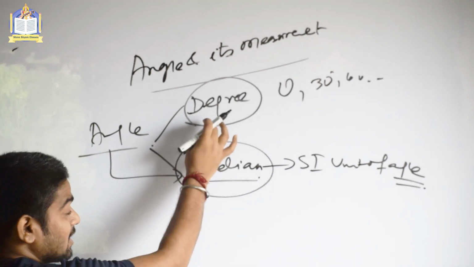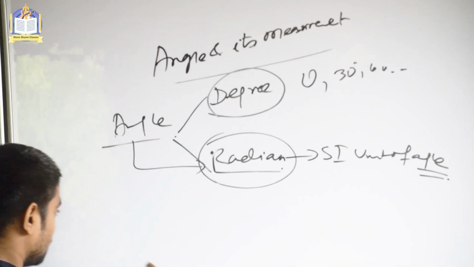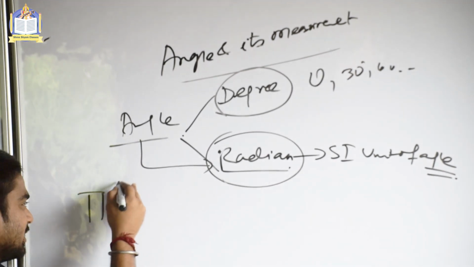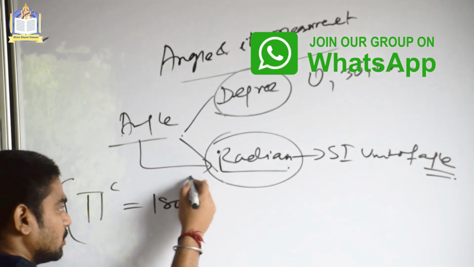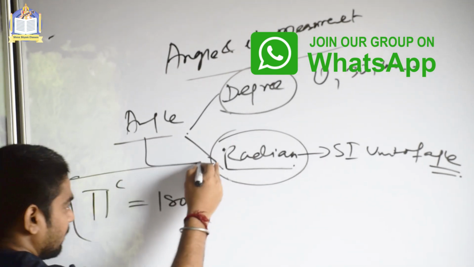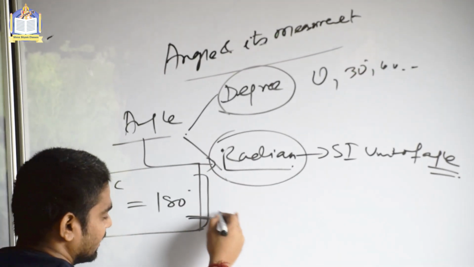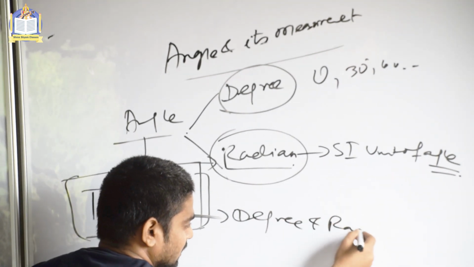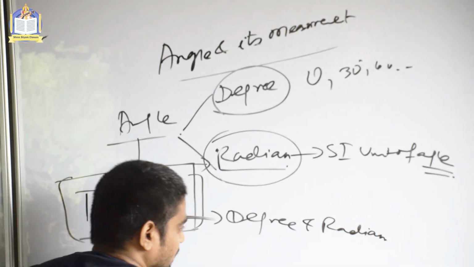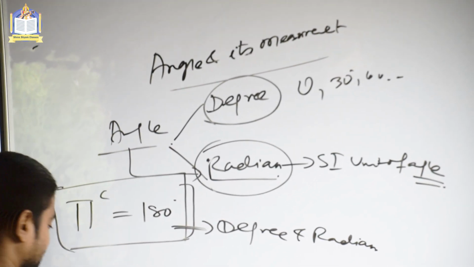What is the relation between degree and radian? This is the relation: pi radian is equal to 180 degree. This is the fundamental relation between degree and radian. So let's get started.